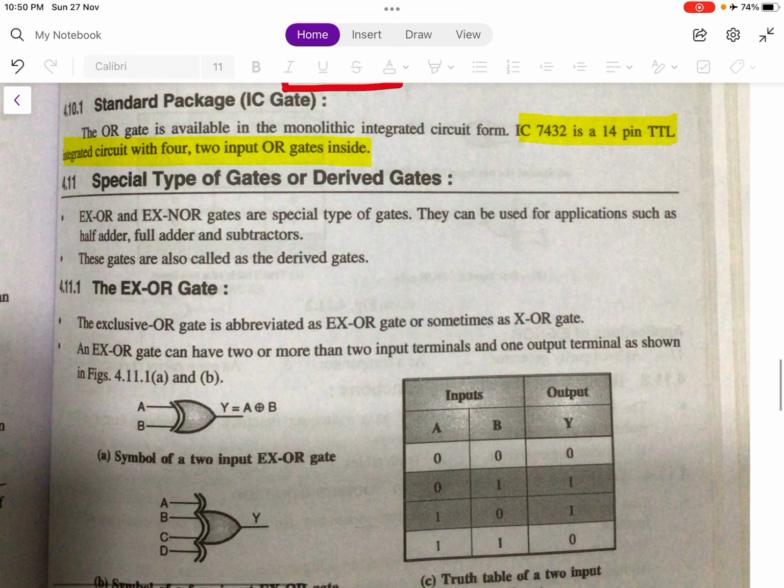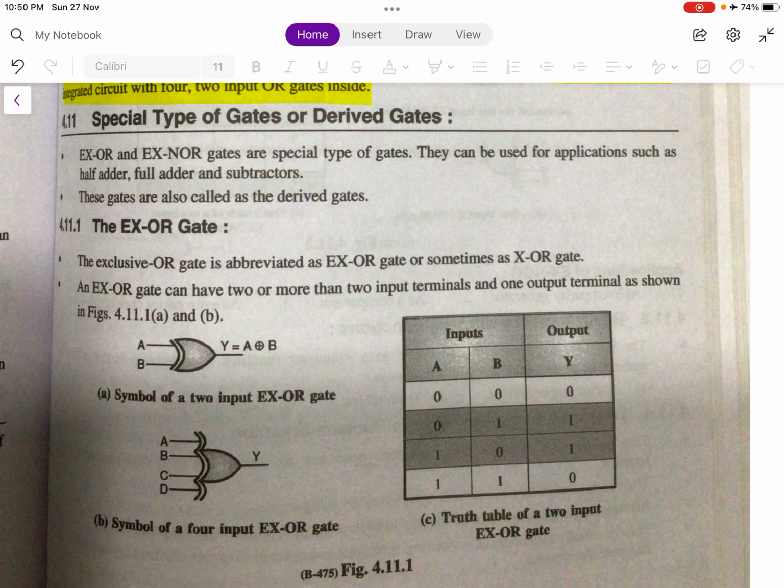Special types of gates or derived gates, that is XOR and XNOR gates, are special types of gates. These gates can be used for applications such as half adder, full adder and subtractors. These gates are also called the derived gates.